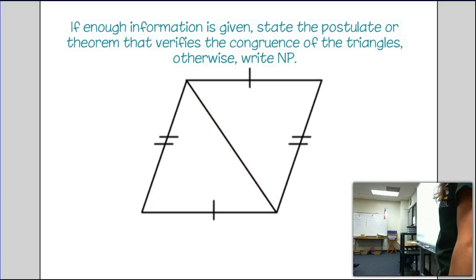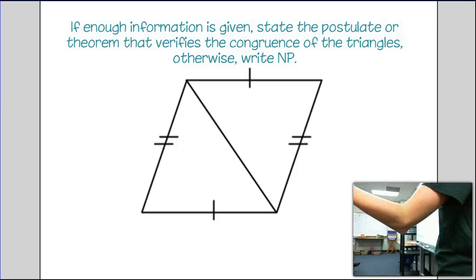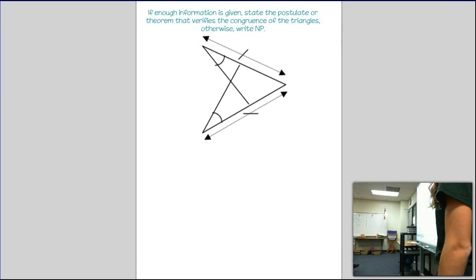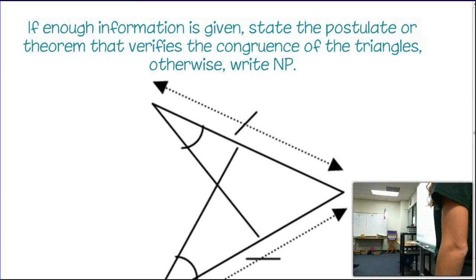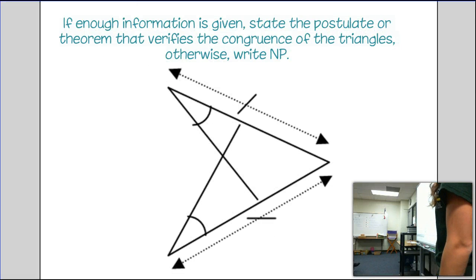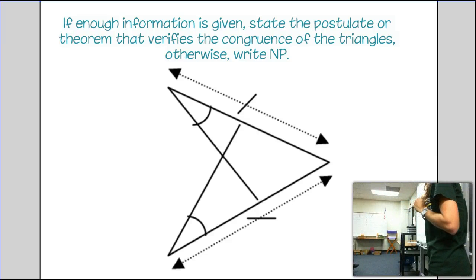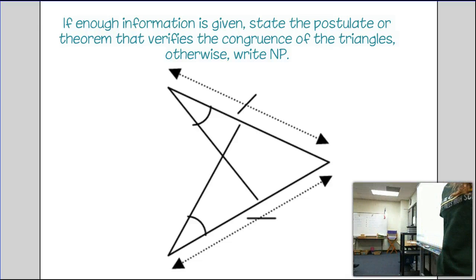This one's so easy. On the count of 3, yell it out. 1, 2, 3. Side, side, side. This means that this side is congruent to this side. They didn't put tick marks on them because there were so many lines going through that it was confusing. So those sides are congruent. That's what that means.